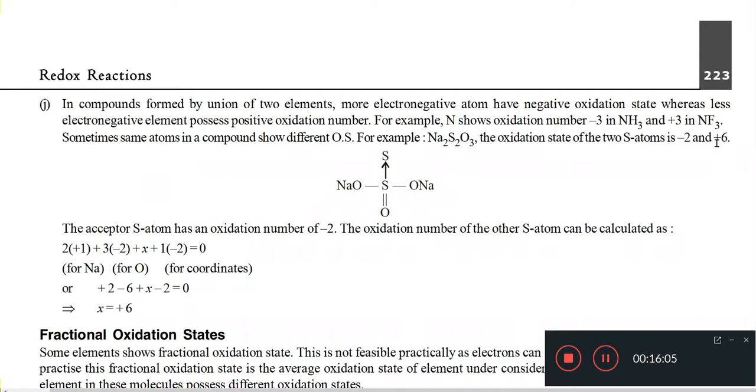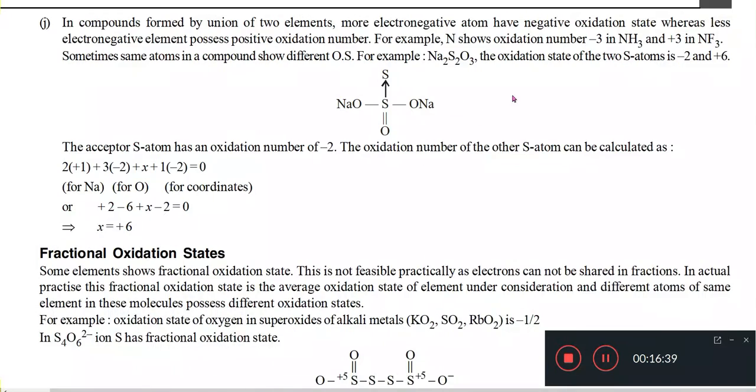But when nitrogen is bonded with fluorine, fluorine is the most electronegative. So fluorine will take electrons from nitrogen. That's why in NF3, the oxidation number of nitrogen is +3. But in NH3, the oxidation number of nitrogen is -3, because nitrogen can take electrons from hydrogen. But here nitrogen cannot take electrons from fluorine. It can donate electrons to fluorine. So if an atom donates electrons, the oxidation number is always positive. Here is one more example. I will explain this one later.